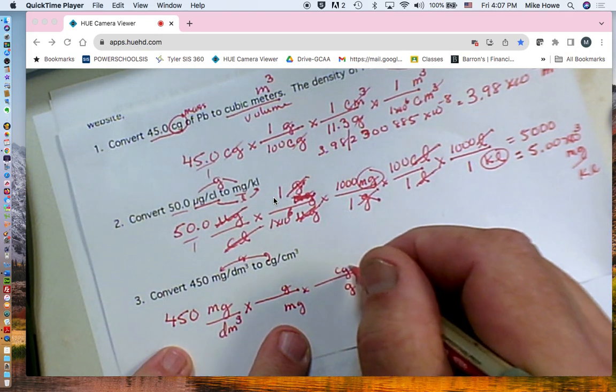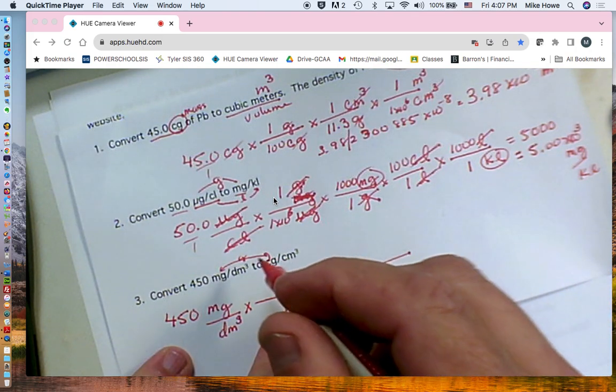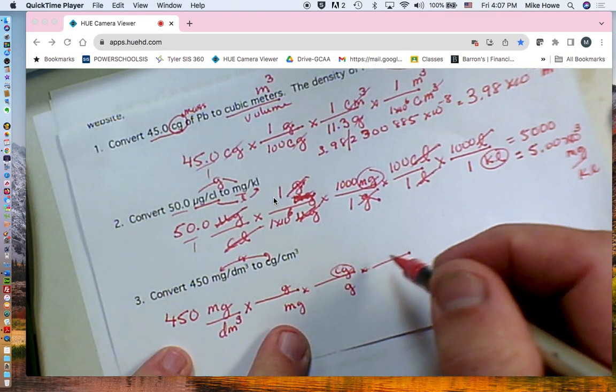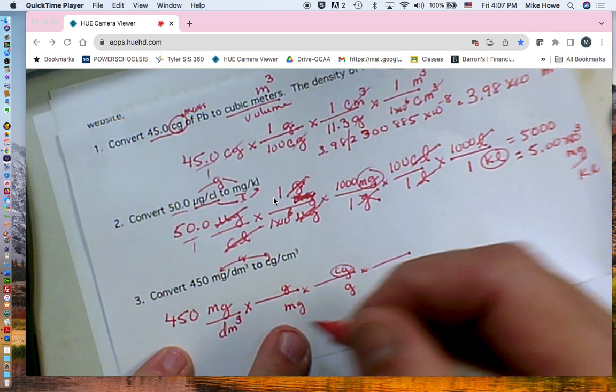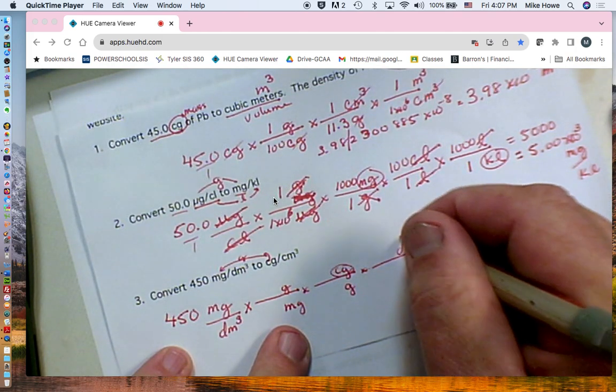Now we have the numerator where we want it. Cubic decimeters and cubic centimeters. So we need to get rid of cubic decimeters. Where would they go? On top.